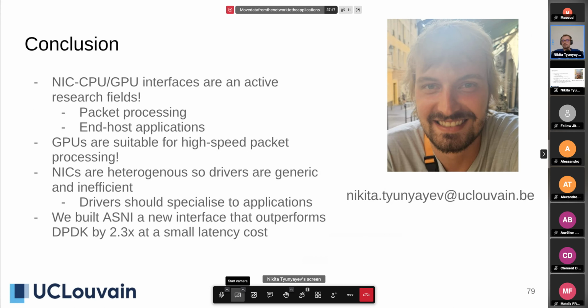And finally, we saw that we built ASNI, which is a new interface that outperforms the classical packetized interface by 2-3x in terms of throughput at a very small cost in terms of latency. So this concludes my talk. If you have any questions, feel free to ask them.